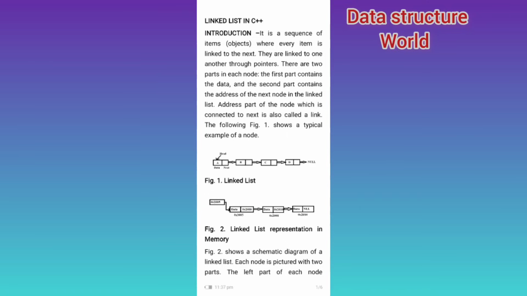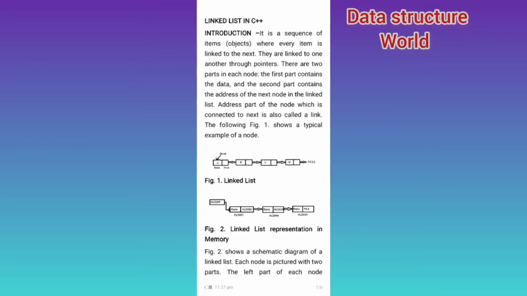The main things are the pointers or links. There are two parts in each node. The first part contains the data, and the second part contains the address of the next node. The address part of the node which is connected to the next is also called the link. We have an example here in figure 1. This is the linked list. A is the head and D is the null where we exit from it.